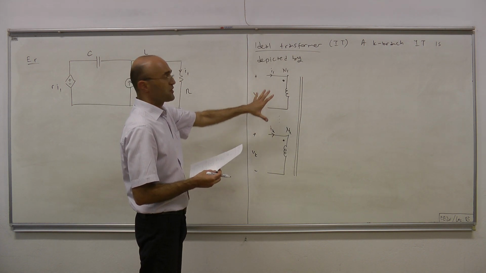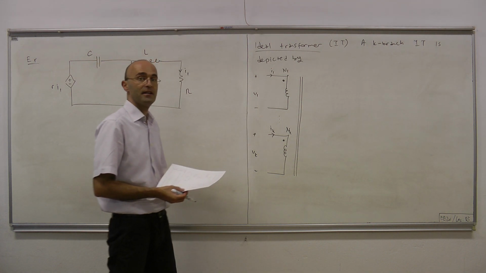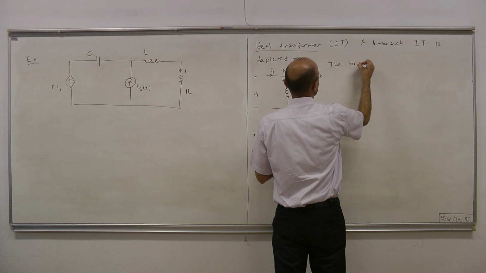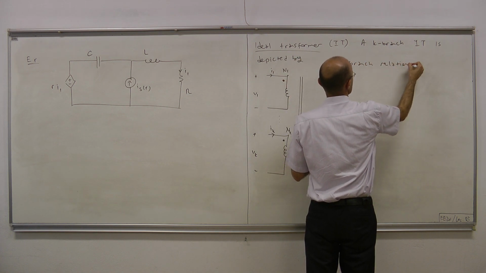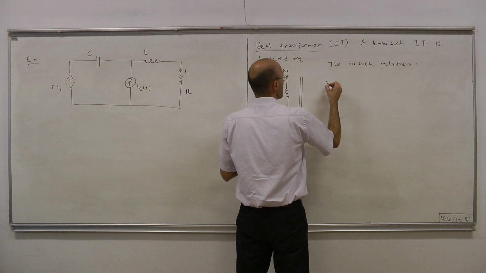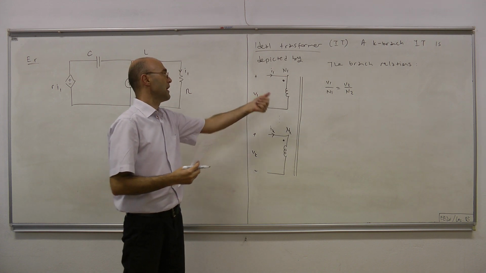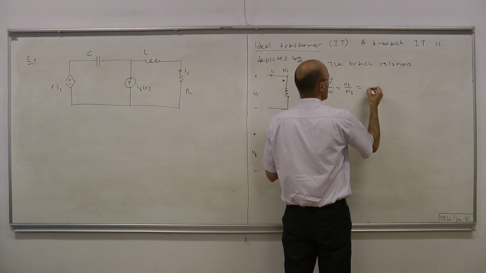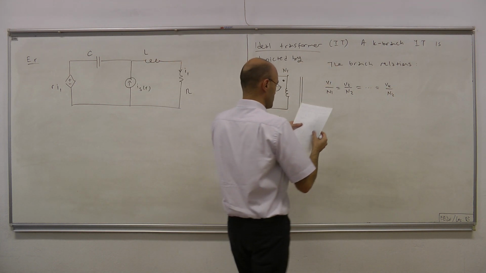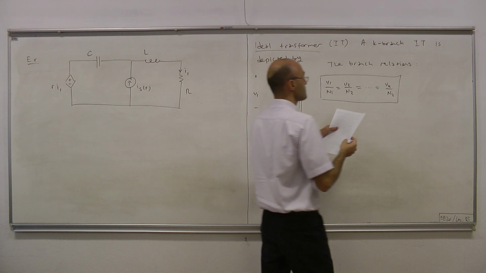Now, that's how we draw it. Now the question is, what's the IV characteristic? How are the voltages and currents related to one another? The branch relations, or the IV characteristics, are as follows. The voltages are related to one another as follows. V1 over N1 equals V2 over N2, and so on. The N's are the turns ratios, and all these ratios are equal to one another. So that's one set of equations that relates the voltages.